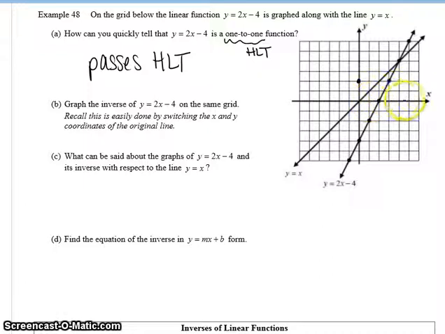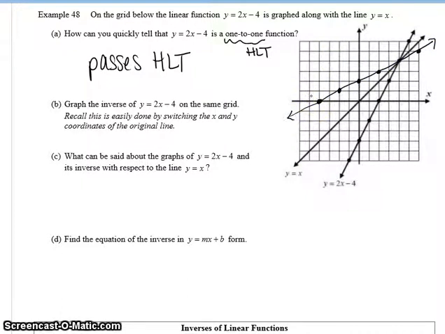This one is 1, 2, 3, 4, 5. This is (5, 6), so now I have to graph (6, 5), which is going to result 1, 2, 3, 4, right here. Okay, this is the point (1, negative 2), so I have to do (negative 2, 1). Here's the point (3, 2), so I have to go (2, 3). Okay, this one is the point (0, negative 4). I have to go (negative 4, 0). Okay, that should be enough for me to sketch this line.